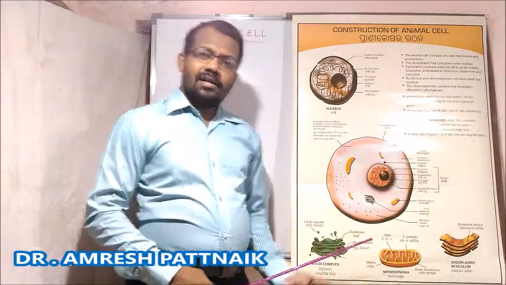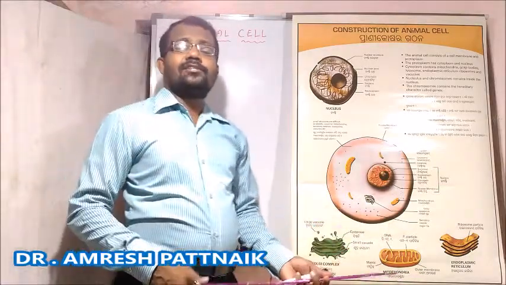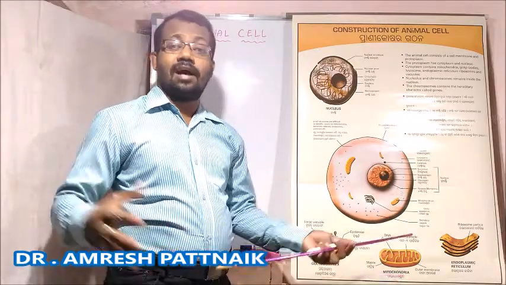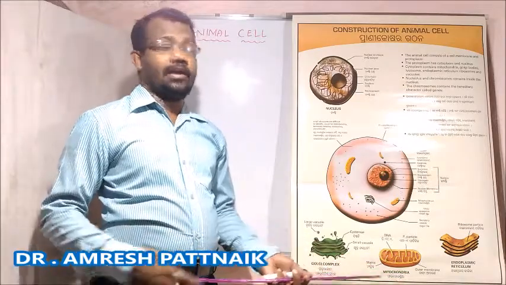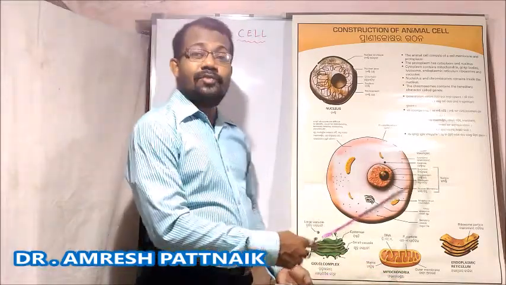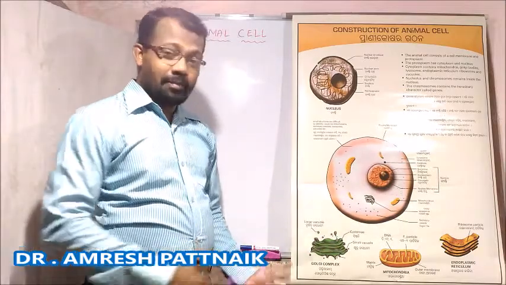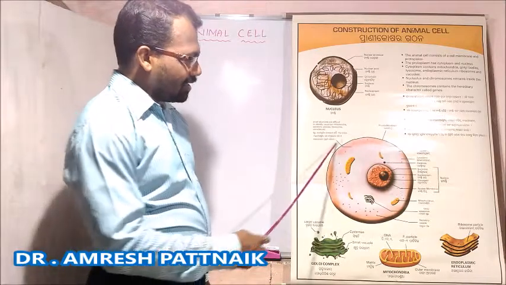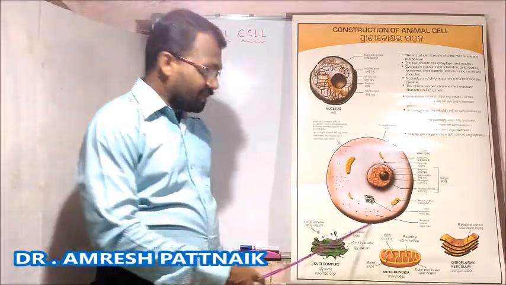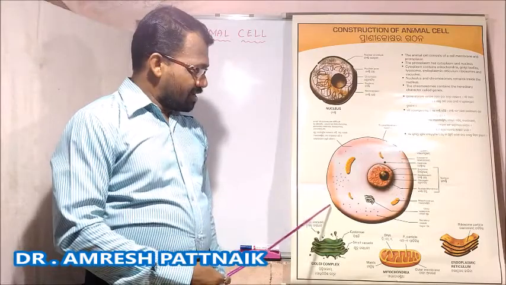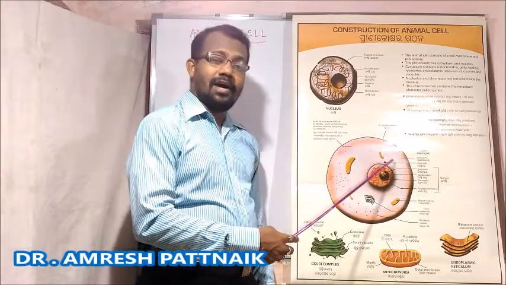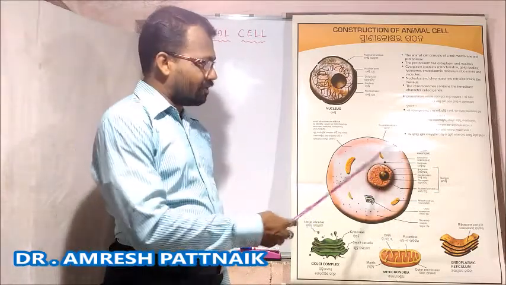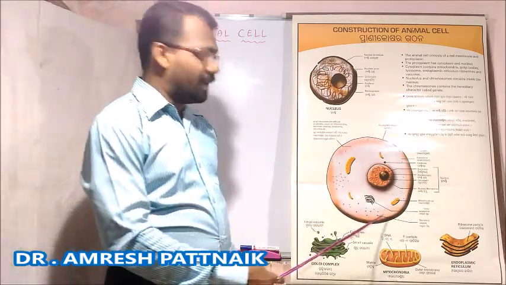So let's start. If you start from the external morphology, or the morphological view, the outside, we'll find the animal cell is spherical in shape, right? But the plant cell is rectangular in shape. In animal cell, the outer covering is also two layers. The two-layered outer covering of the animal cell is known as cell membrane. This is cell membrane.